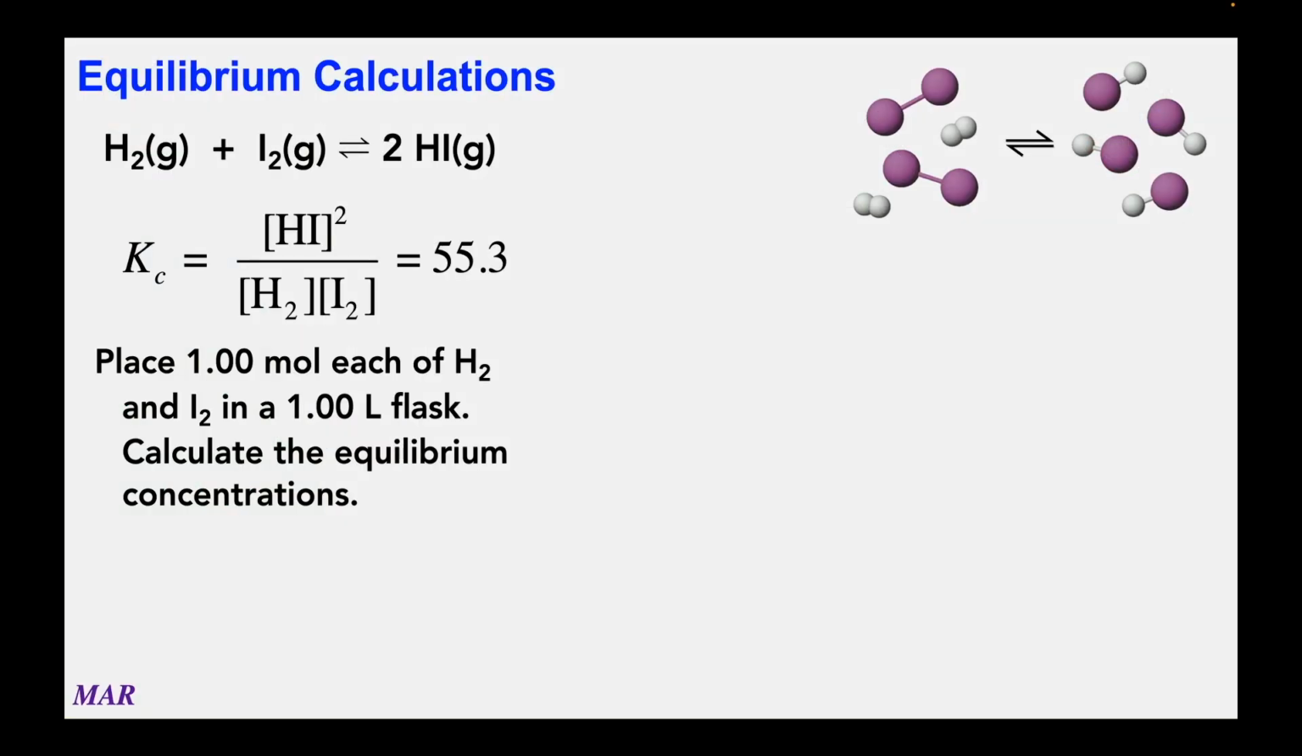So to calculate equilibrium constants and the concentrations that go along with them takes a little bit of practice, I won't lie. So I'm going to try and share with you some of the ideas here that might be helpful. So we're back to the H2 and the I2 making 2HI, and 55.3 is the equilibrium constant. So let's say we put a mole of hydrogen and iodine in a 1 liter flask. How does that work out? Let's calculate the equilibrium concentrations.